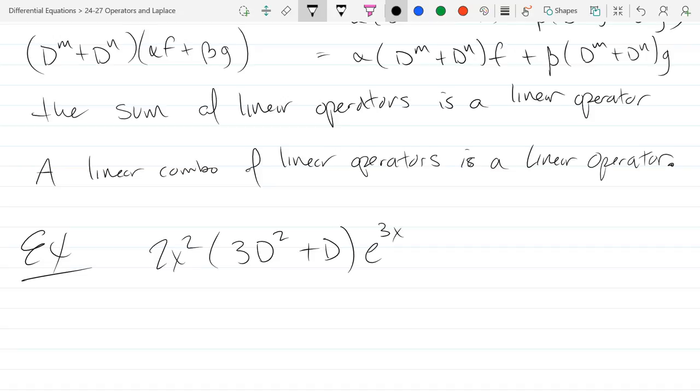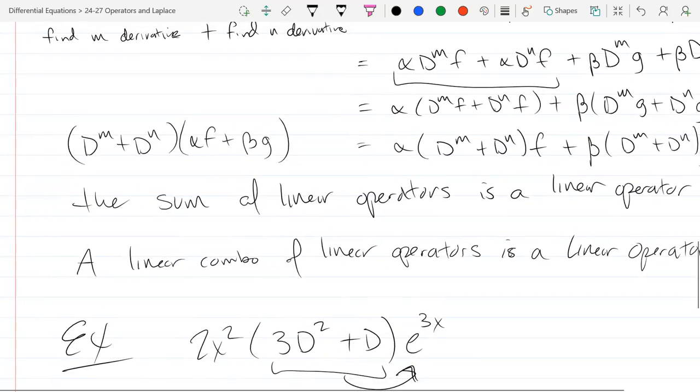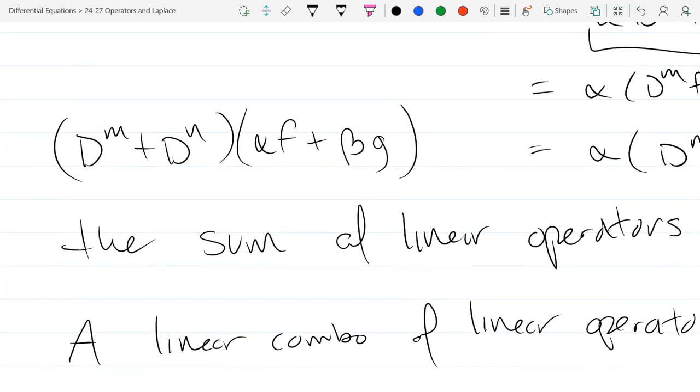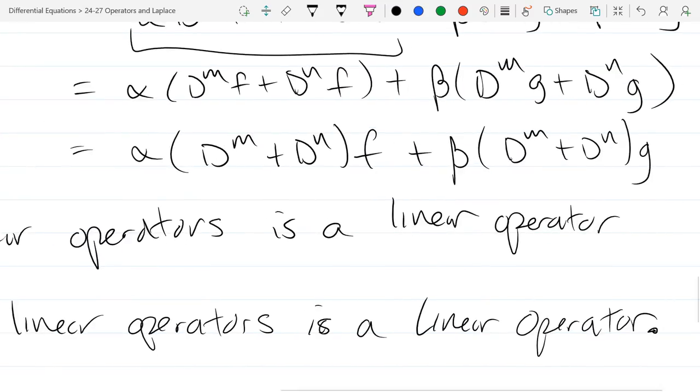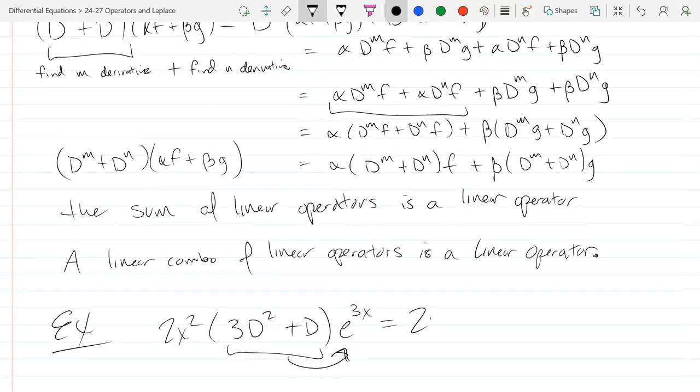So remember, operators operate on what's to the right. So are we taking the derivative of 2x squared, or are we going to be taking the derivative of e to the 3x? E to the 3x. And we're going to do so carefully. So this operator operates on e to the 3x. How does it do so? We saw before, from this last property we wrote down, two derivative operators added together, you could apply them to both functions. So they're going to operate like this, 2x squared. So we have 3d squared e to the 3x plus d e to the 3x.